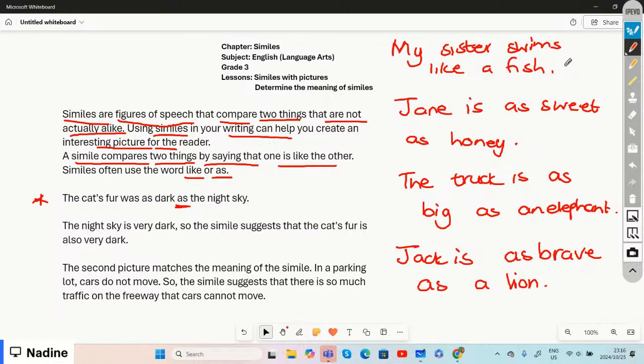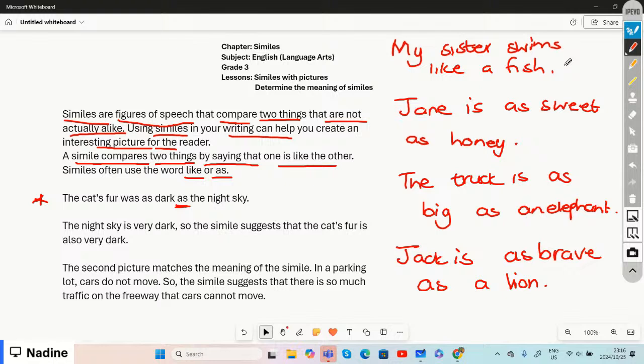All right. So that is a few examples of similes, right? And once again, we said similes are figures of speech and they compare two things that are not actually alike. Like I say, the fish and my sister are two different things. They are not alike, but I am comparing these two things by saying that the one is like the other. My sister swims like the fish.